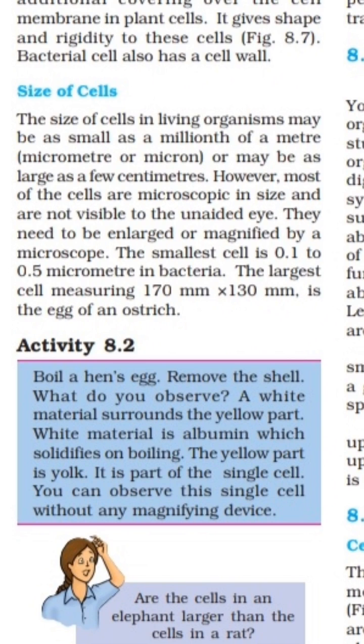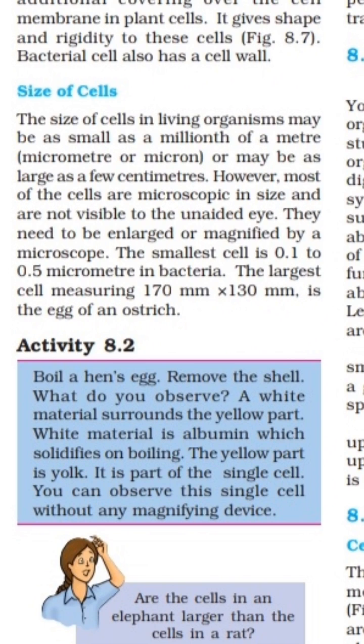However, most of the cells are microscopic in size and not visible to the unaided eye. Many cells are very small in size, and we can see them only with a microscope. We cannot see them with open eyes. They need to be enlarged or magnified by a microscope, and for that purpose we have to use a microscope.